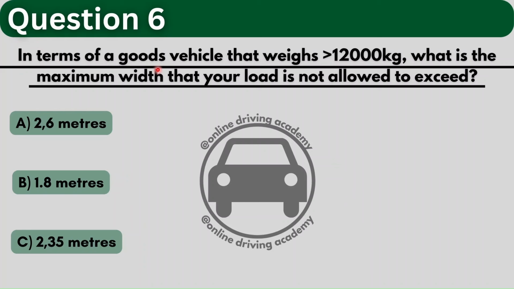Question 6. In terms of a goods vehicle that weighs more than 12,000 kilograms. Now look at the sign in front of 12,000. That sign actually means more than. What is the maximum width that your load is not allowed to exceed? Now in this question, they are not talking about light motor vehicles anymore. They're talking about goods vehicles, and to be specific, goods vehicles that weigh more than 12,000 kilograms. So what is the maximum width that your load is not allowed to exceed?